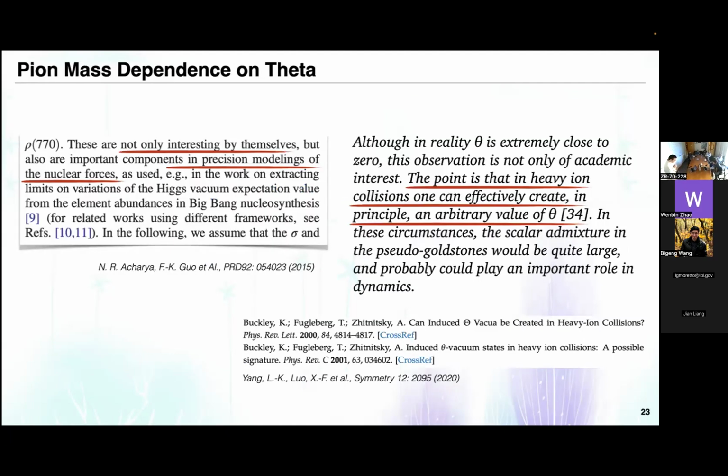So why do you want to calculate such a thing? It is interesting in itself: how the pi mass or hadron mass changes when CP is no longer a good quantum number. People will say it's also important in precision modeling of nuclear forces. And some friends from the heavy-ion collision community told me that in collisions, in some dynamic process, you can effectively have an arbitrary theta, and perhaps in these circumstances the mixing or the mass shift will be physical. But anyway, we try to calculate it.